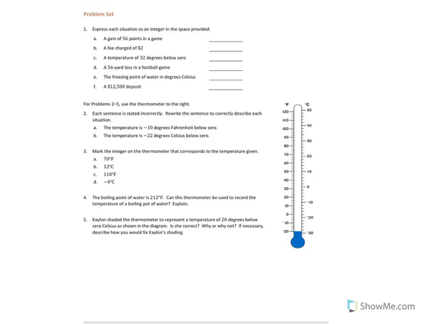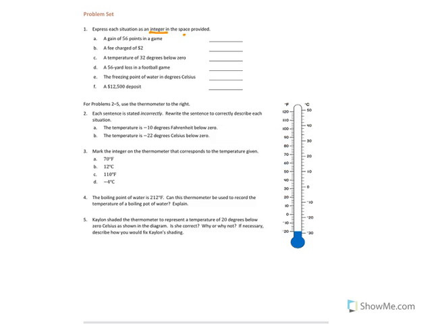Okay, so for the first part, all you have to do is what we did earlier last week and answer by putting it as an integer. So, express each situation as an integer in the space provided. So it's either going to be a positive, which won't have a sign in front of it, or the negative sign. So, let's talk about this.